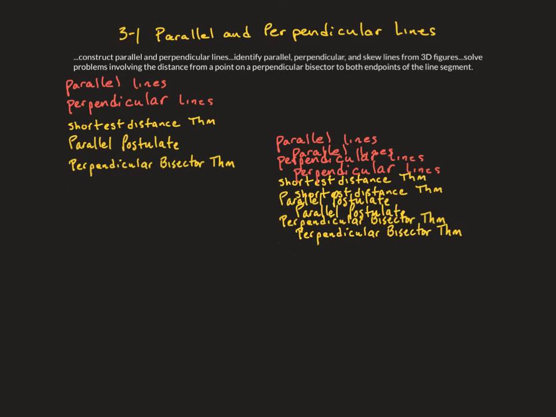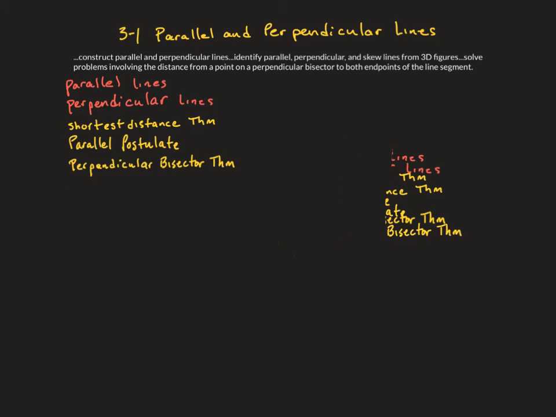Using the shortest distance theorem, the parallel postulate, and the perpendicular bisector theorem, we are able to find out a lot of information in our images and diagrams, and apply what might be considered practical knowledge: constructing parallel and perpendicular lines, identifying parallel, perpendicular, and skew lines, and solving problems involving the distance from a point on a perpendicular bisector to both endpoints of a line segment. Hey, it comes down to substitution, right? Make a little drawing, see what you got, and substitute the numbers and solve.